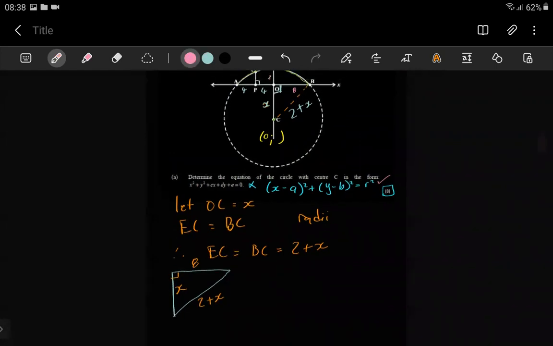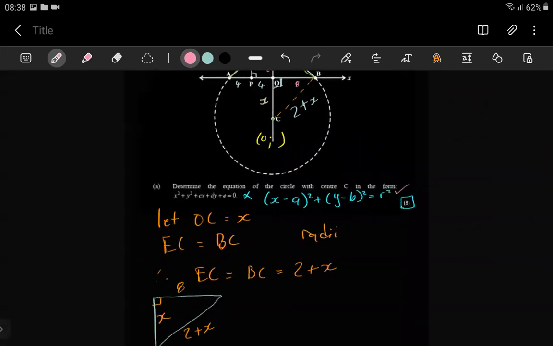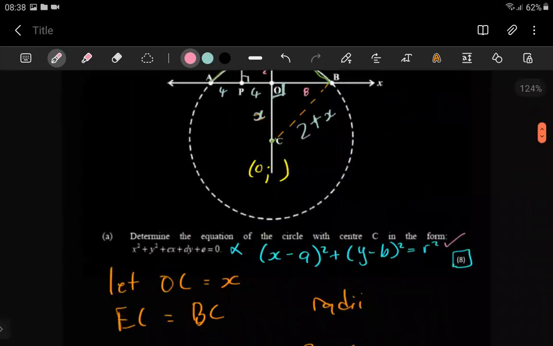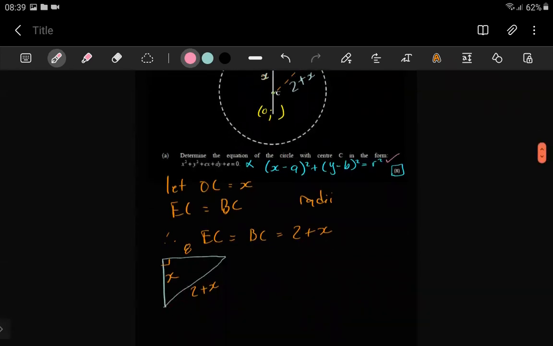Can you run back the 2 plus x for me? Why is it 2 plus x? Yeah. So firstly, do you see that EC is equal to BC? Because they are both the radius of the circle, from the center to the edge. You see it? Yeah, I see it. So if you look at EC, EC is the same as BC. EC is just 2 units here plus x. You see it? Okay, yeah, I see it. So that's why BC is also 2 units plus x. So that's why we labeled this BC as 2 plus x.